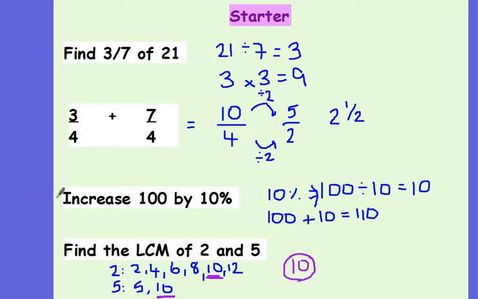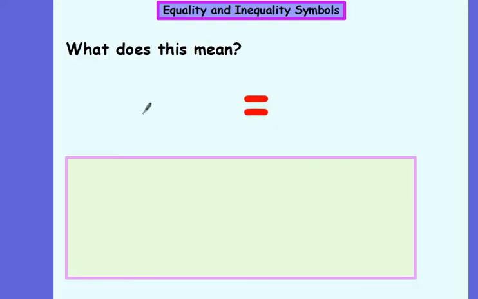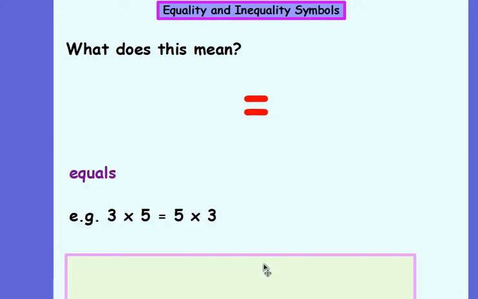Okay, let's have a look at today's maths lesson. I'm going to start off. In your light blue books, what does this mean? Pause the video, write down what you think this symbol means. Right, so this symbol, nice and easy to start off with, means equals. So if we've got 3 times 5, we know that's equal to 5 times 3. Both of those sums will give me 15. 15 is equal to 15. They're the same.